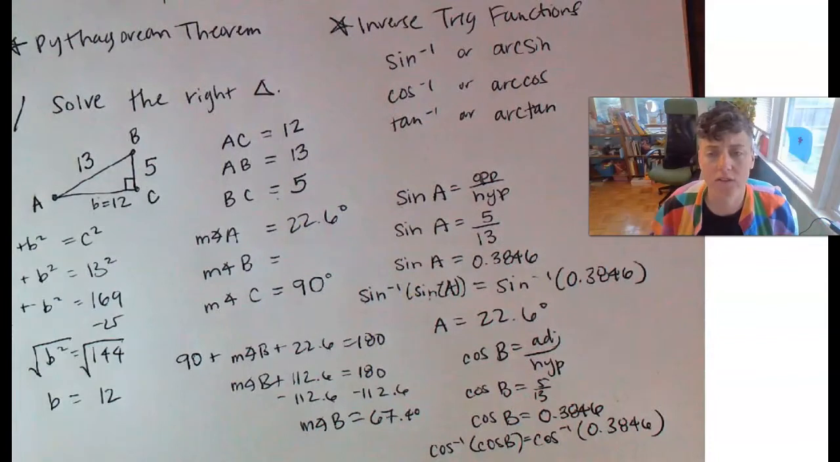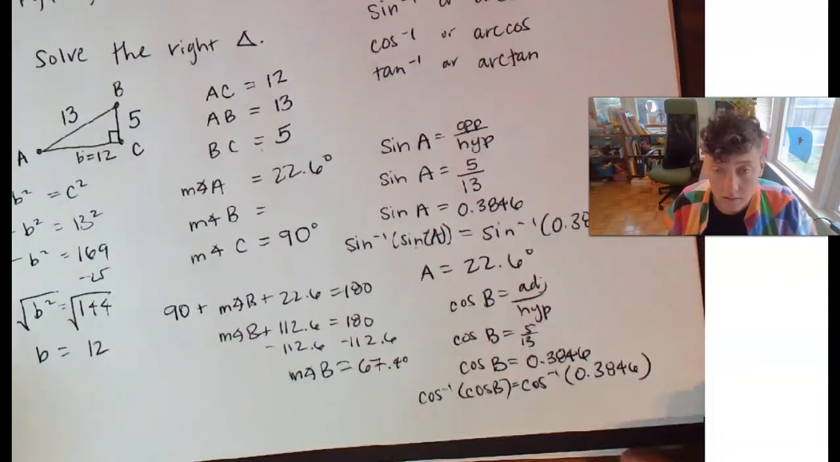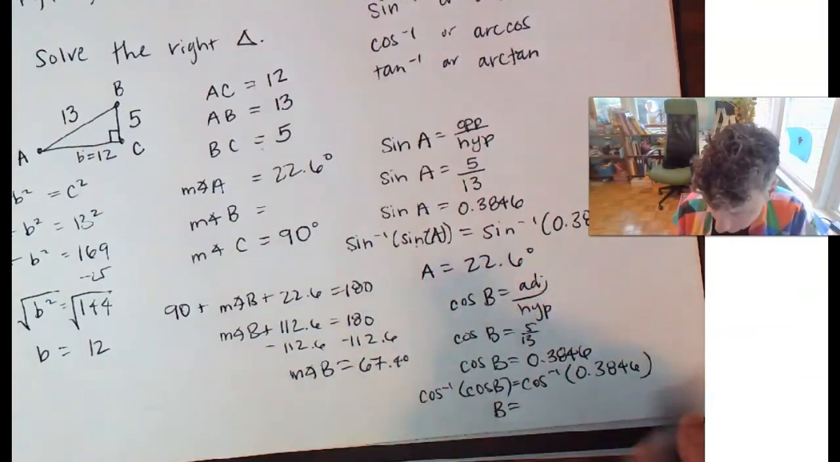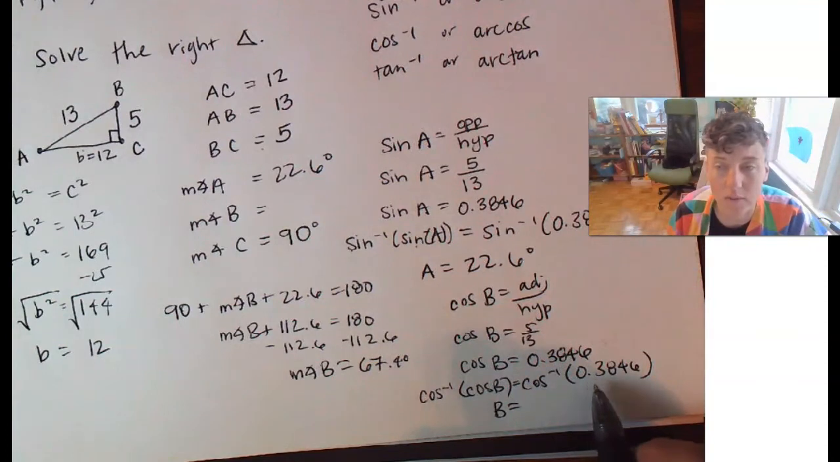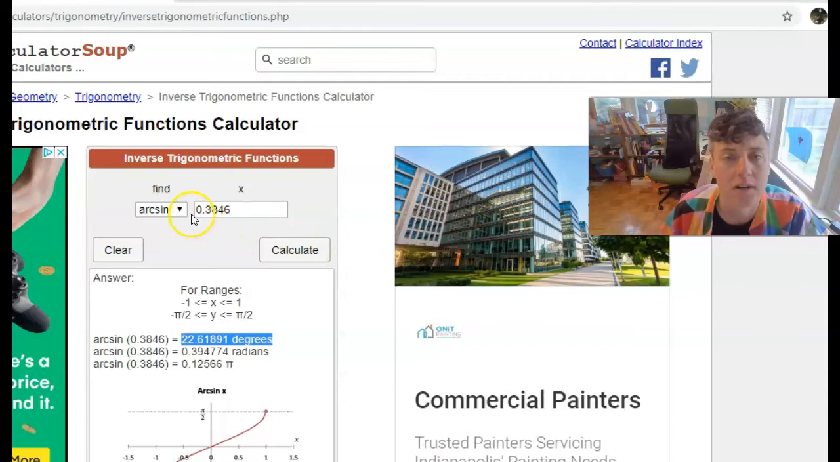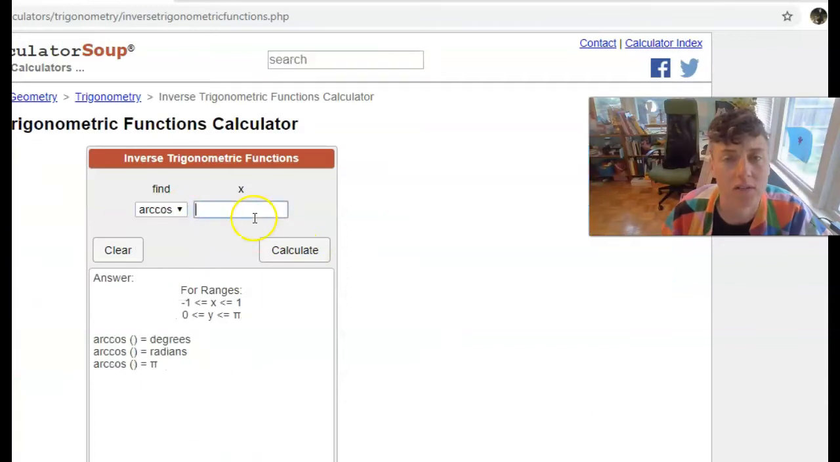And then we go back to our calculator. This is going to get B by itself. So we're going to find the inverse cosine of 0.3846. Let's go back to this calculator. Now I want the inverse cosine of 0.8.